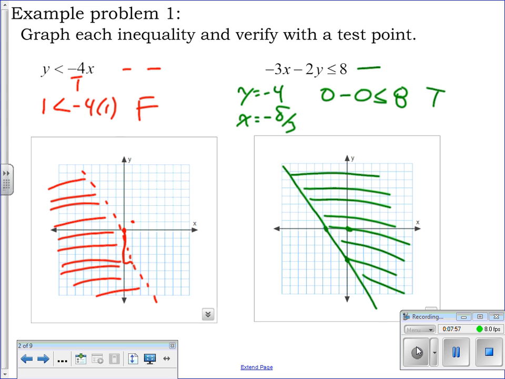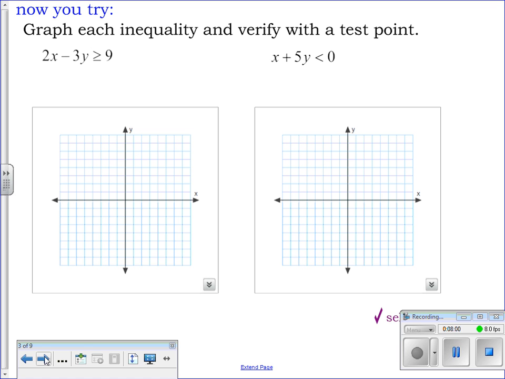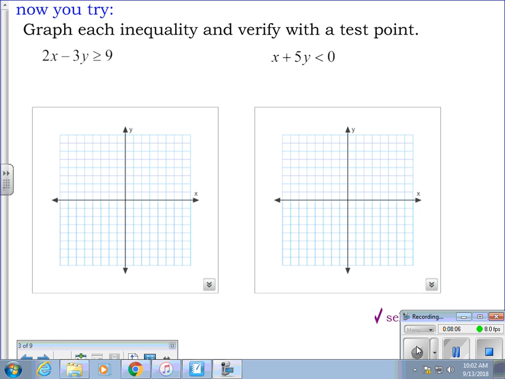Okay. You try it. Do those two. Okay, the first one isn't too bad. First thing I need to do, it is a solid line, not a dashed line. Find the x and y intercept. If x is 0, I get -3y equals 9. So y equals -3. That's my y-intercept. That's an easy one. Let y equal 0, I get 2x equals 9. So x equals 9 halves, or 4.5. 1, 2, 3, 4.5. And it is a solid line.